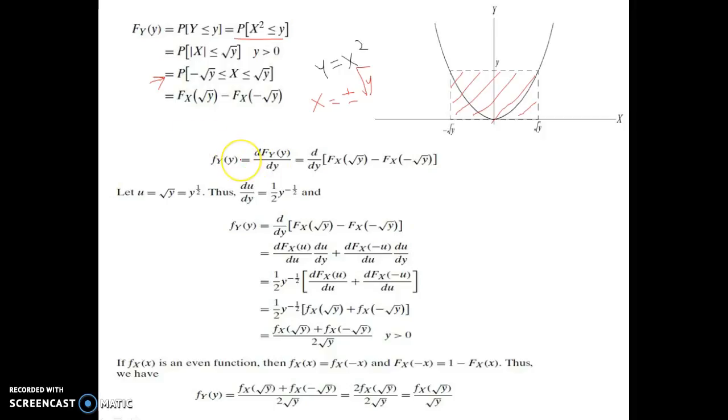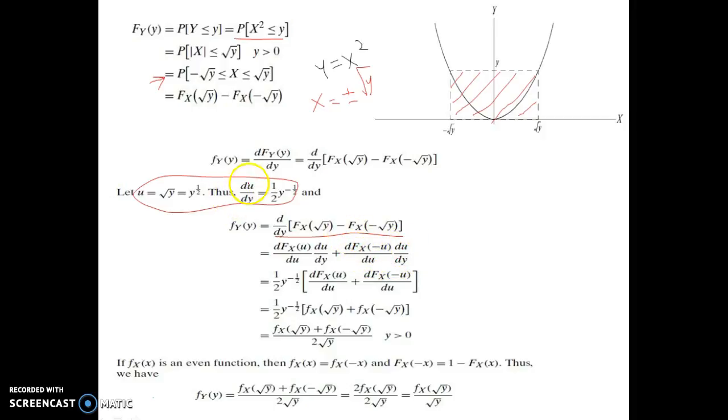Now, in order to establish the relationship between the PDFs, we will again use the definition that the PDF is given by the differentiation of the CDF, and the CDF is given by F of root y minus F of minus root y. Okay, we now do a substitution that u equal to root over y, that is y to the power half. So du by dy becomes half y to the power minus half. From basic differentiation concept, this comes about. Okay, so in order to evaluate this, we'll carry out the chain rule again. This becomes dF of u du by dy plus dF of minus u du by dy.